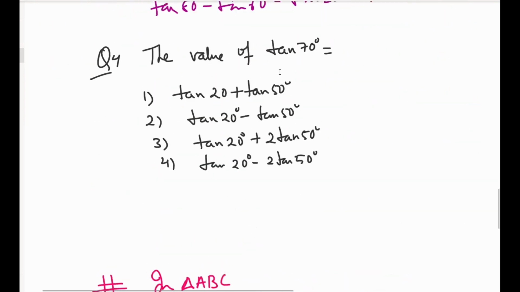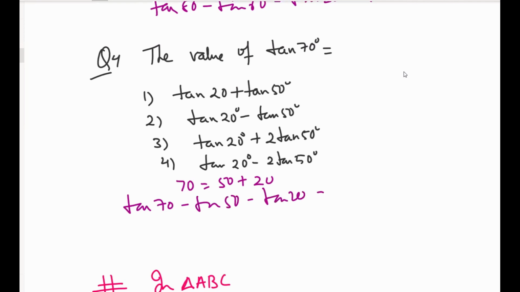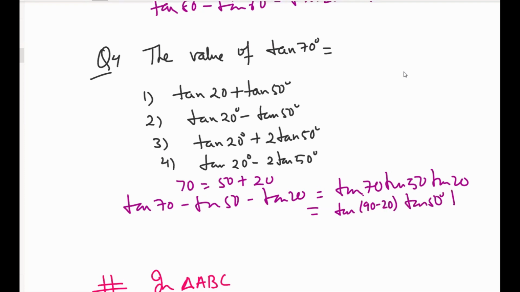Now, this is the application of the above formula. Here we have the value of tan 70, and in the options we have 50 and 20, and we know that 70 is equal to 50 plus 20. That means somewhere we have to use this result, and I just directly apply it. This is tan 70 minus tan 50 minus tan 20, and on the RHS I have the product tan 70 into tan 50 into tan 20. You just replace tan 70 by tan of 90 minus 20. You can write this, and the rest is tan 50 and tan 20.